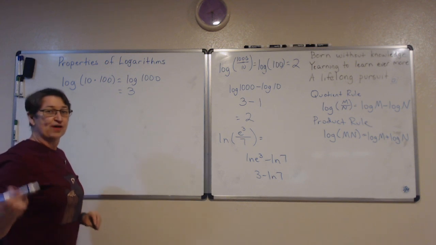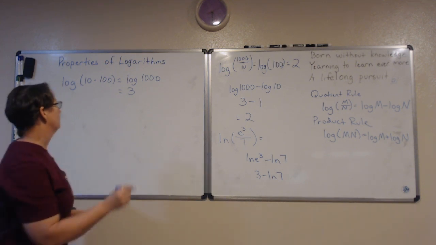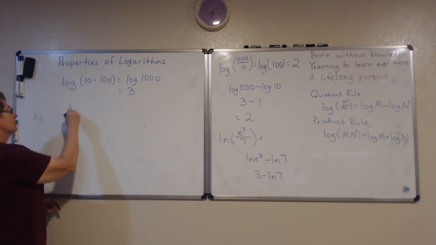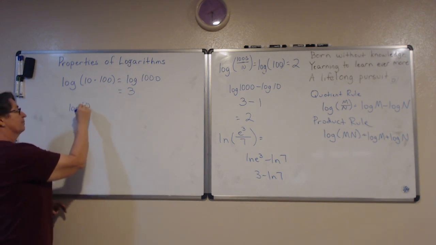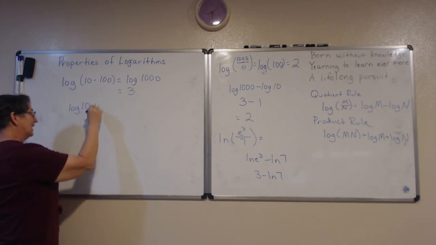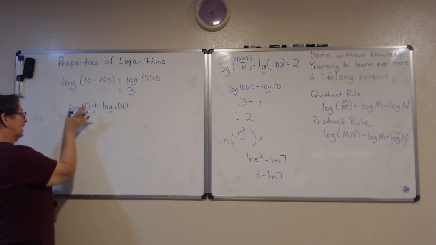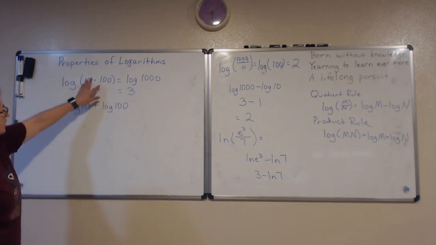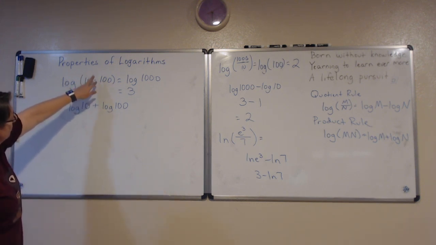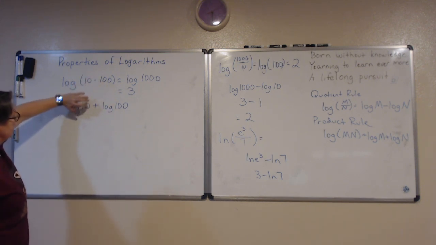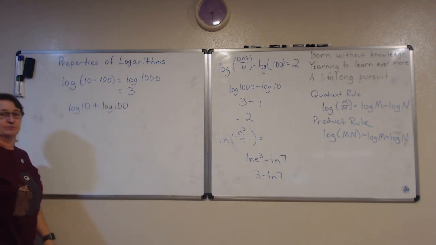Now I'm going to show you that the product rule works as well. So I can take the log of the first one and add it to the log of the second one, because they're just exponents. So when the arguments are multiplying together, the exponents just add.